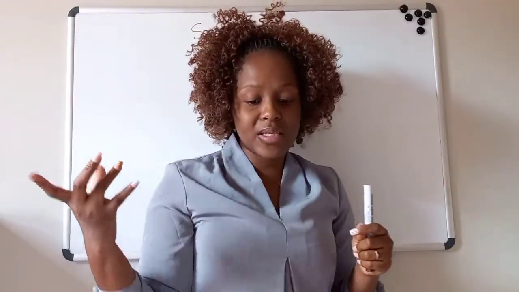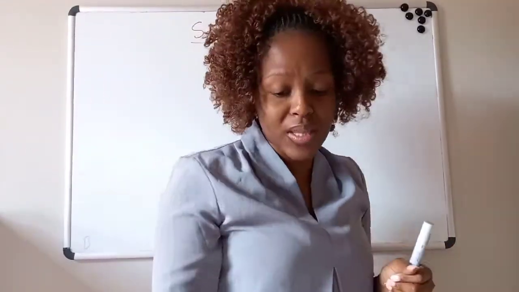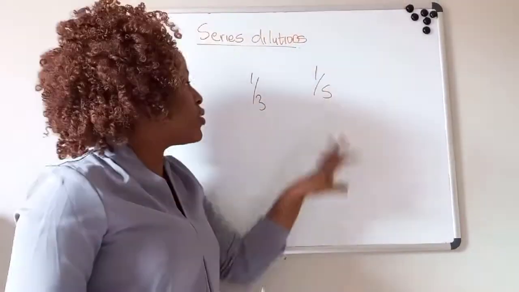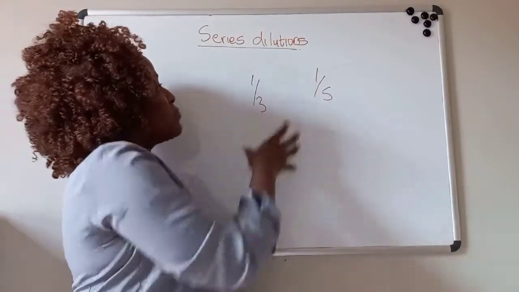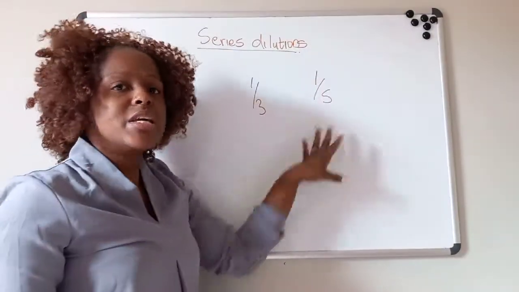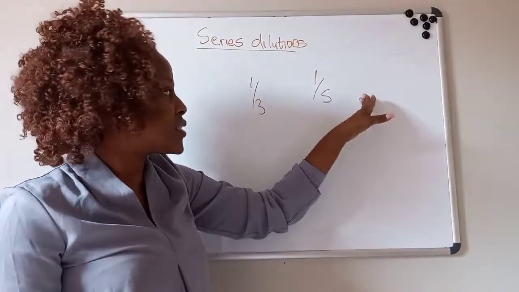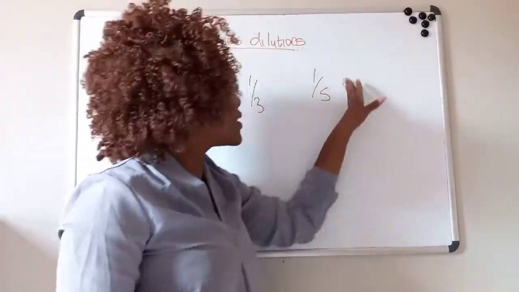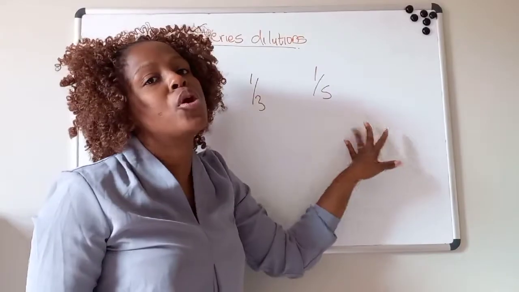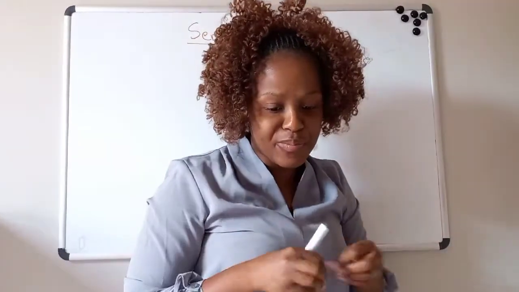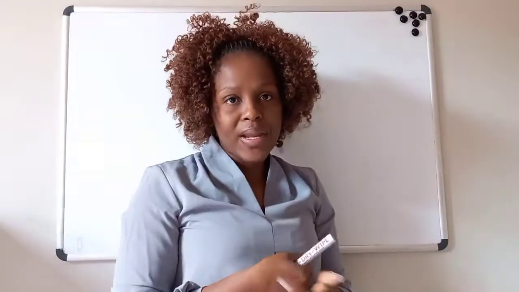And another thing that is important that you need to remember about them is that they are independent of one another. So what it means is that if you've done something wrong on the tube where you did a 1 in 3, it is not going to affect the result of what you've done on the tube where you've done a 1 in 5 dilution. So they are independent of one another.